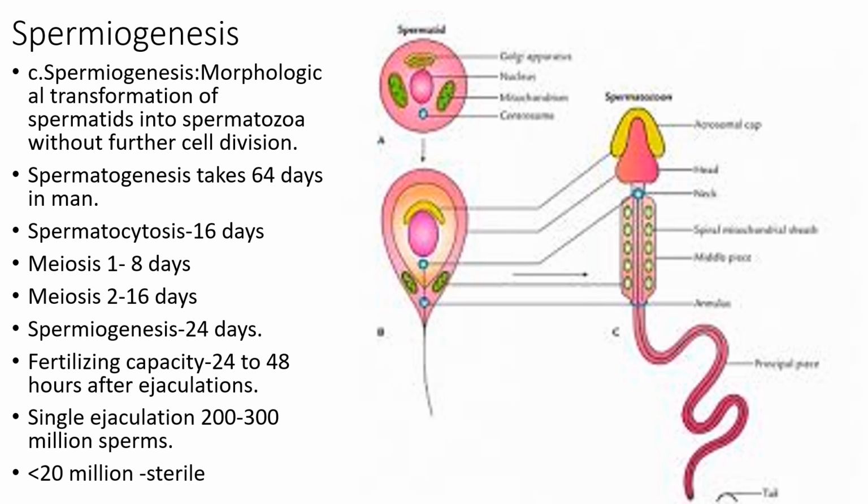The fertilizing capacity of the spermatozoa, once it is ejaculated and enters the female genital tract, is about 24 to 48 hours. In a single ejaculation, normally 200 to 300 million sperms are ejaculated, and if the sperm count is less than 20 million, then the male is called sterile.